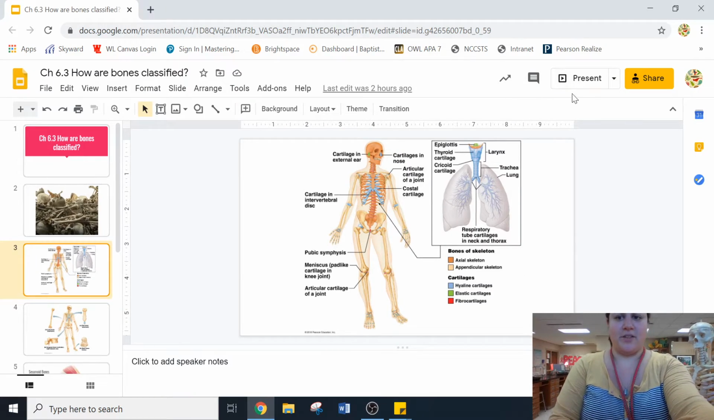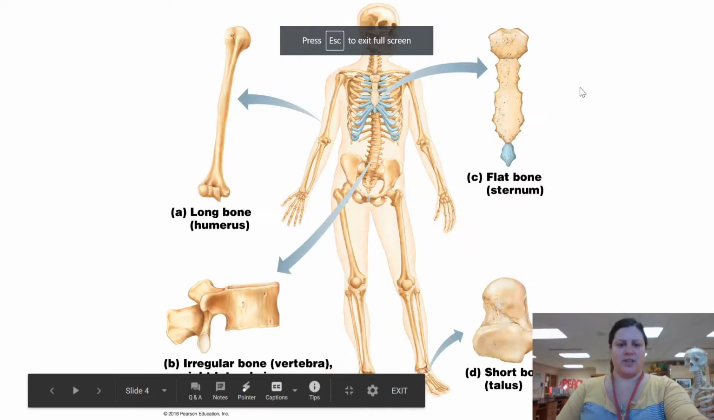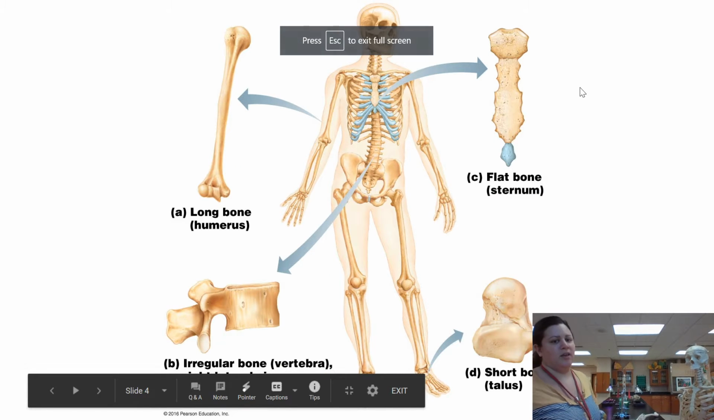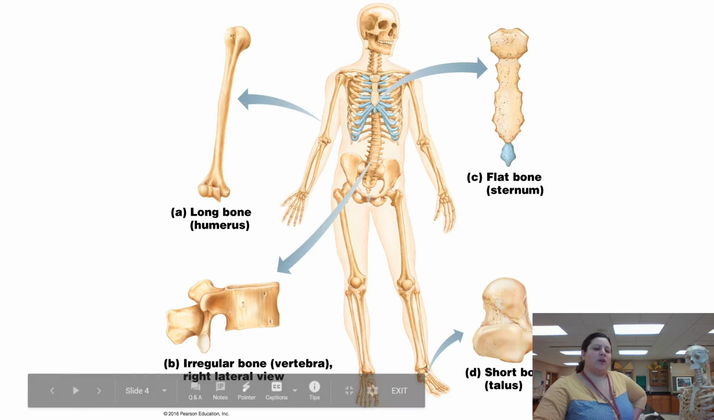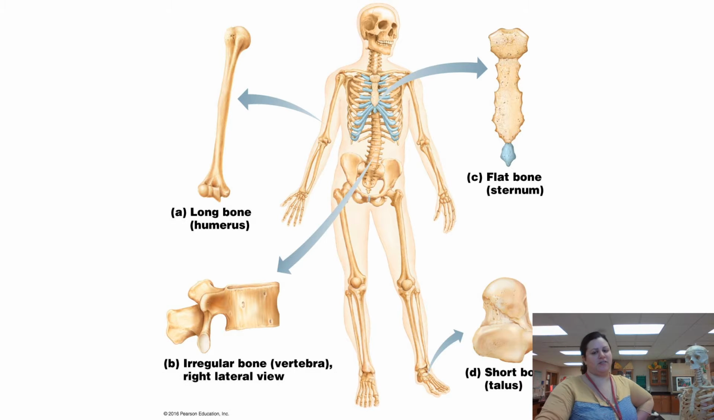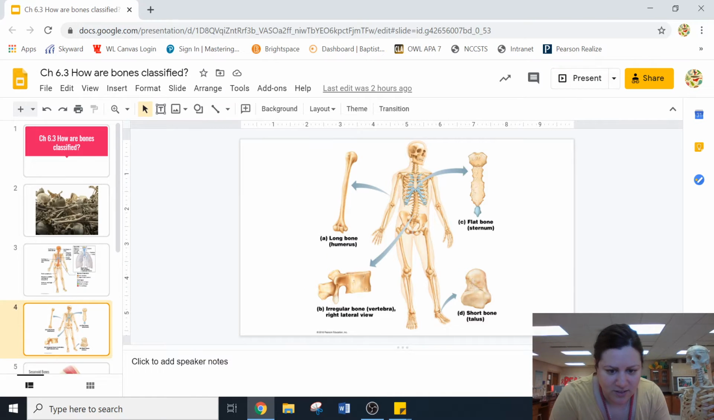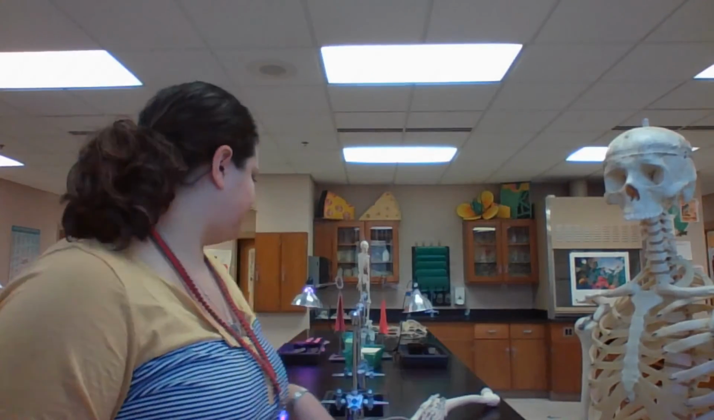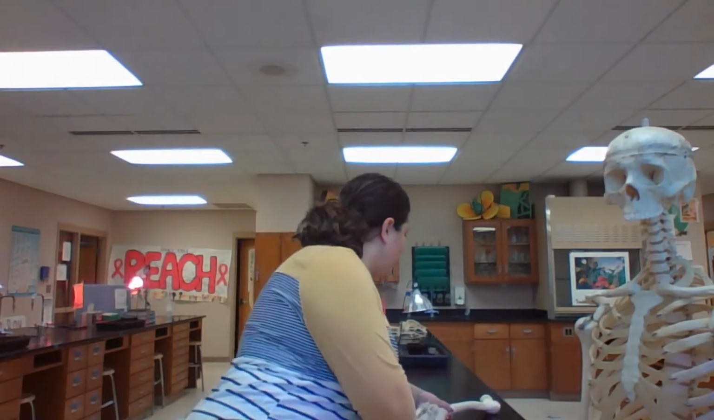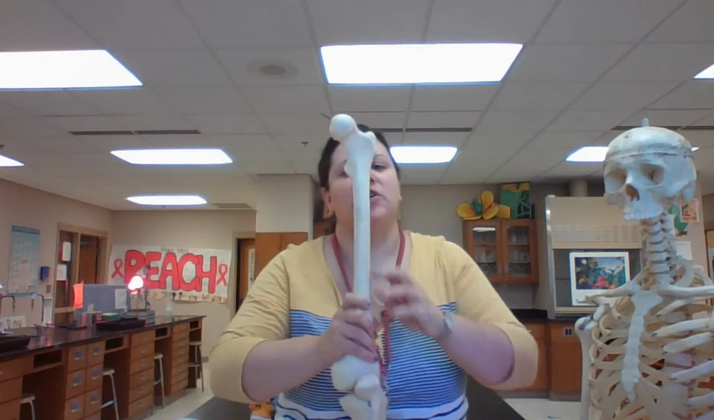And then the other way we can classify bones is based on their shape. So we're going to classify them into four categories: long, flat, short, and irregular. And then let's bring it back so you guys can see me holding them up. So let's start with long bones. Long bones are longer than they are wide.